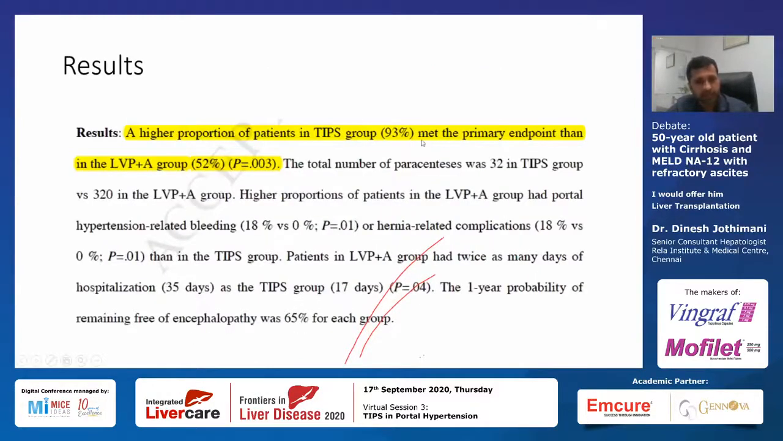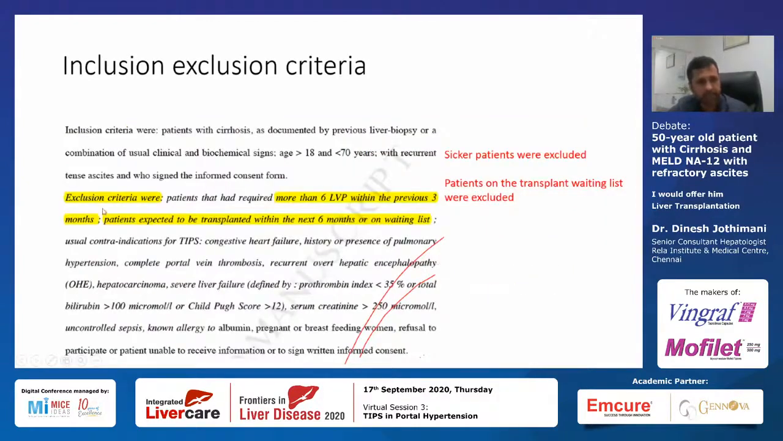So yes, TIPS showed a better primary endpoint, because the primary endpoint was only 1 year, compared to large volume paracentesis. But let's look at more in detail. The exclusion criteria. The patients who had more than 6 large volume paracentesis within the previous 3 months were excluded. That means they excluded the sicker patients. Patients expected to be transplanted within the next 6 months or on the waiting list were excluded. That means they excluded transplant patients. So this study was conducted in patients who are not candidates for transplantation. Which means they don't have a choice. They have to have TIPS otherwise.